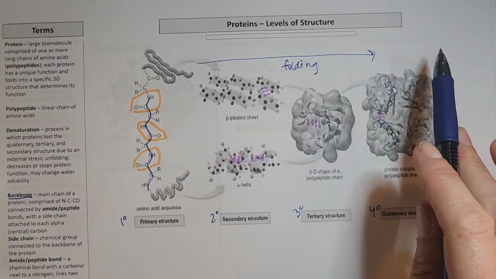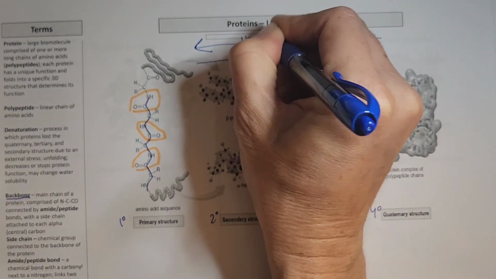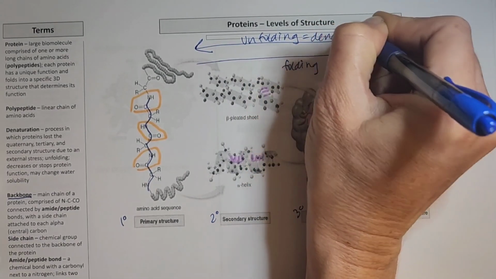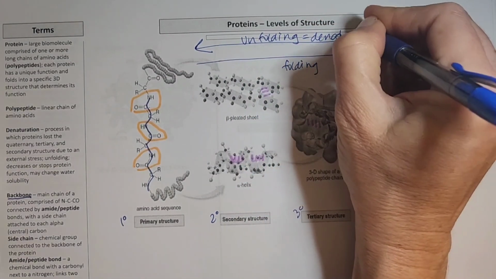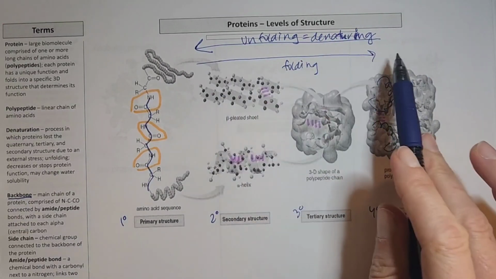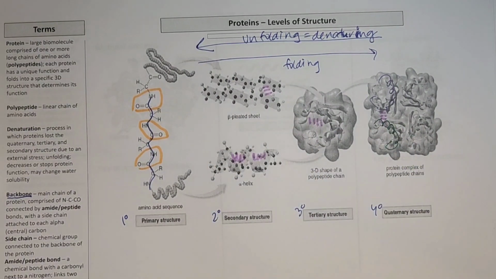Now, if we can fold, it makes sense that we can do the opposite. And so we will talk later today about unfolding. And unfolding, the term for that in proteins is denaturing. So we can fold, and then if we have the right conditions, we can unfold. And that may or may not be something we want to do. So that just adds on to our previous page.